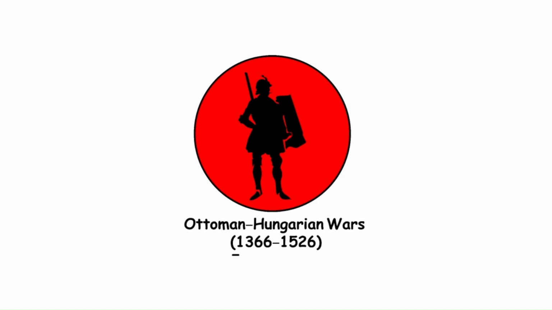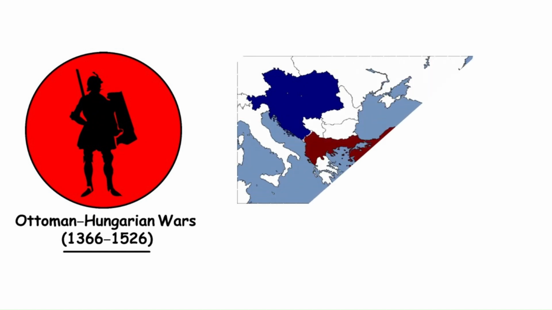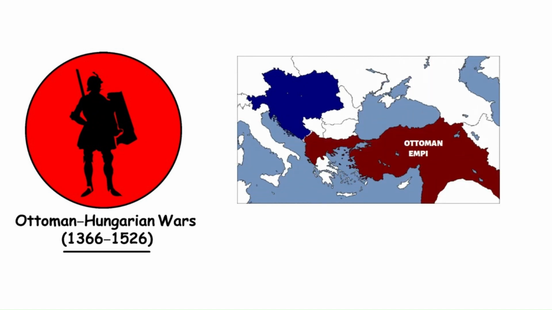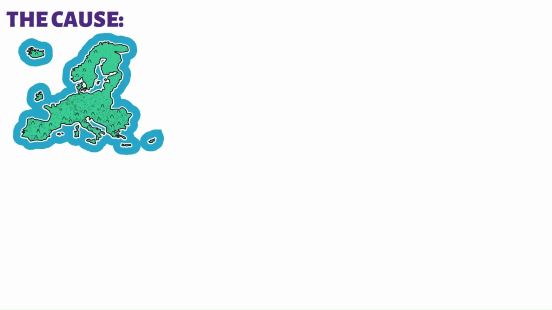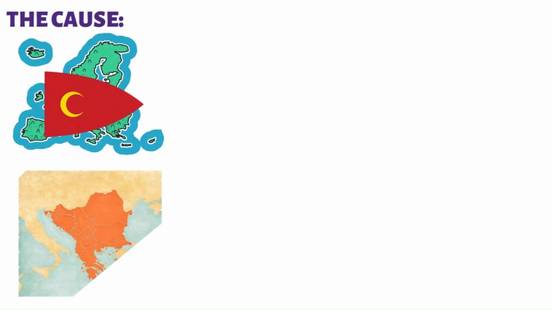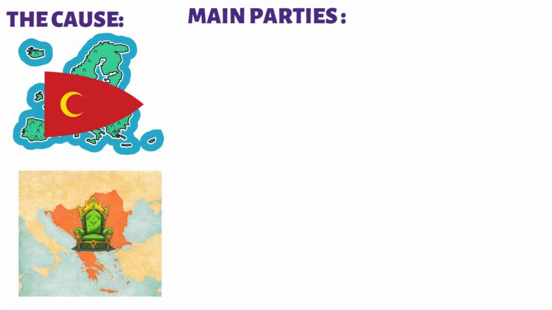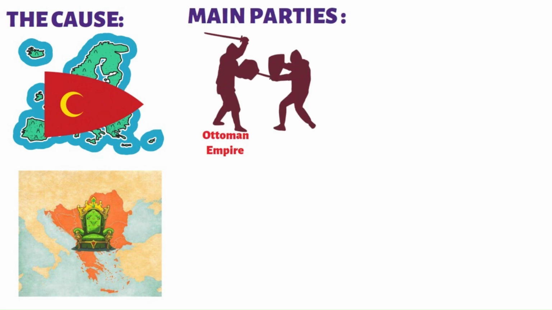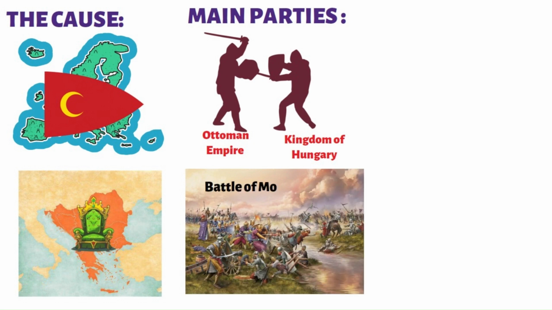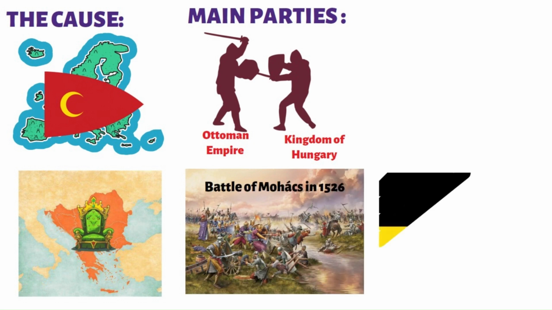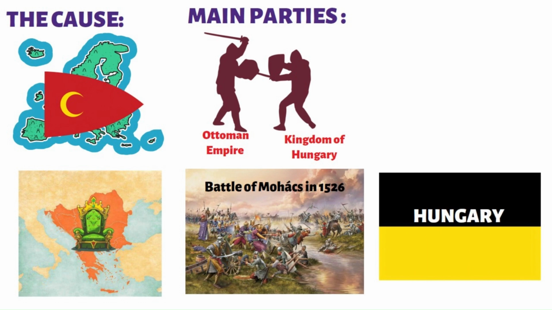Ottoman-Hungarian Wars, 1366 to 1526. The Ottoman-Hungarian Wars were fought between the Ottoman Empire and the Kingdom of Hungary. The cause was the Ottoman expansion into Europe and control over the Balkans. The main parties were the Ottoman Empire and the Kingdom of Hungary. The wars culminated in the Battle of Mohacs in 1526, leading to the disintegration of Hungary and its partitioning.